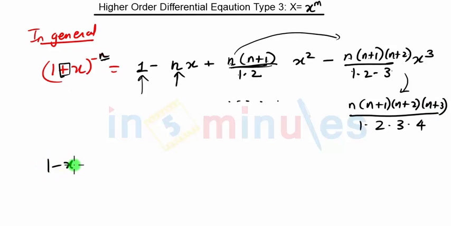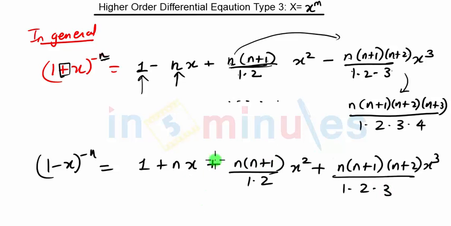Then we have (1 minus x) raised to minus n. The expansion will remain the same, but in this all terms will be positive. So you just have to remember any one series out of these two: in one series all the terms will be positive, and in the other series the terms alternate between positive and negative. So this is the basic binomial expansion.